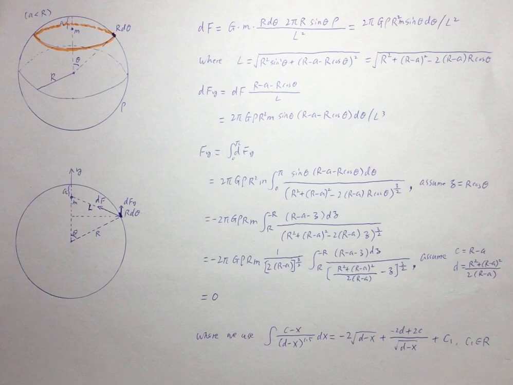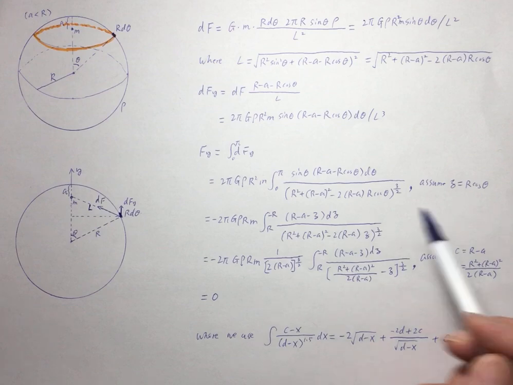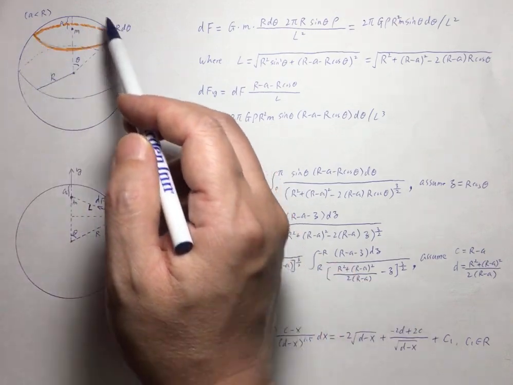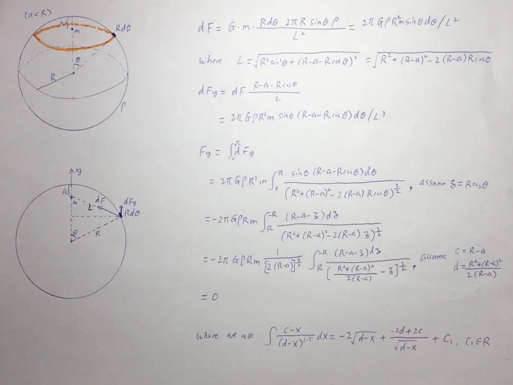Today, I would like to show you how to use the integral method to prove Newton's shell theorem. Newton's shell theorem says that if the body is a spherically symmetric shell, like the hollow ball here, then no net gravitational force is exerted by the shell on any object inside.